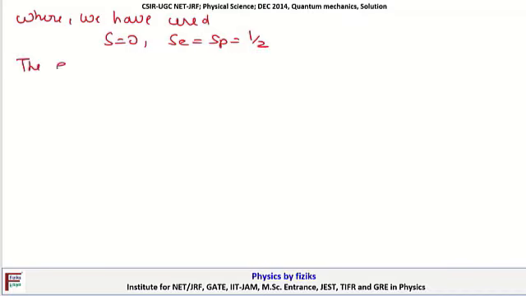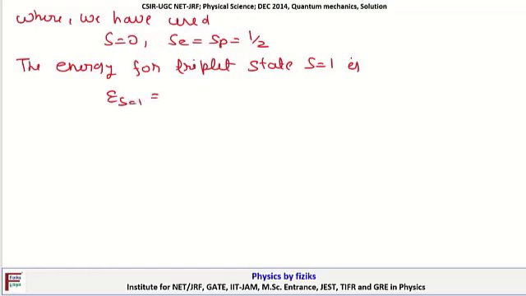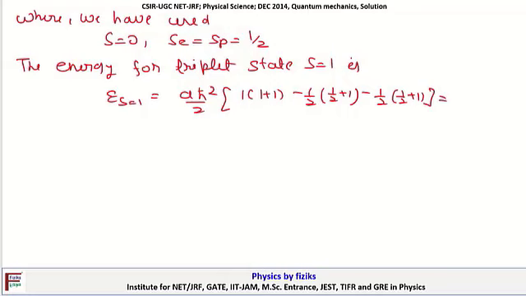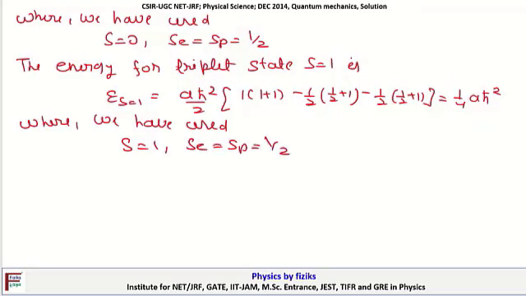The energy for the triplet state, S equals 1, is E for S equals 1 equals A h cross square by 2 into 1 plus 1 minus 1 by 2 into 1 by 2 plus 1 minus 1 by 2 into 1 by 2 plus 1, which equals 1 by 4 A h cross square, where we have used S equals 1, Sc equals Sp equals 1 by 2.